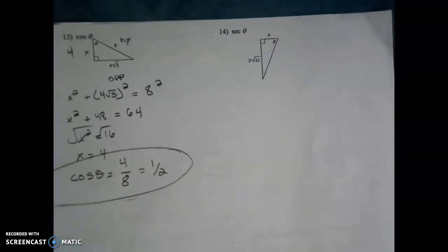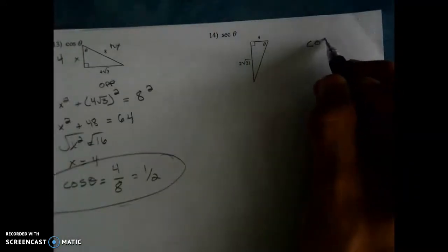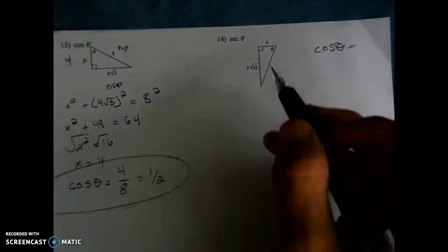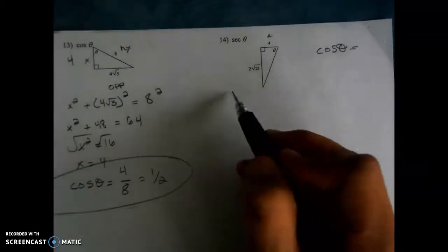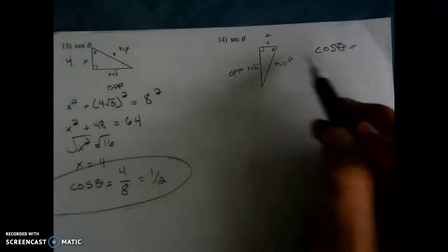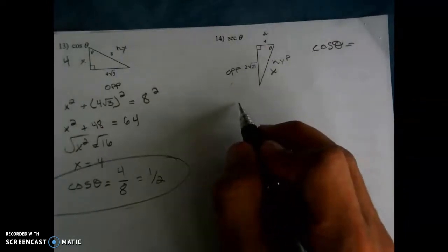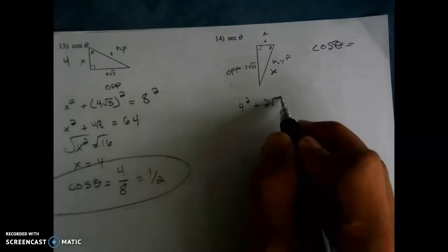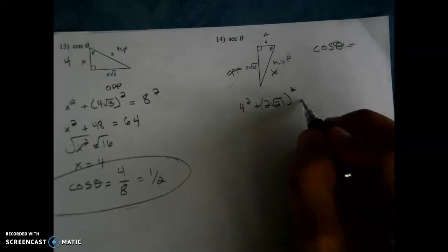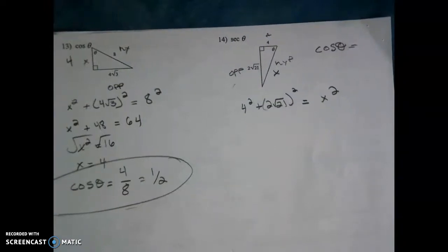Okay, number 14, we need to find the secant of theta. So remember, secant is just the reciprocal of cosine of theta. So let's find cosine and then flip it. So here is our adjacent, here is our opposite, and here is our hypotenuse. Well, for cosine, we need that hypotenuse. So let's find it. So we're going to have 4 squared plus 2 times the square root of 21 squared is equal to x squared. So now we need to solve for x.